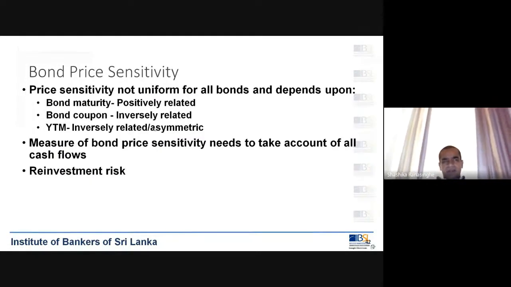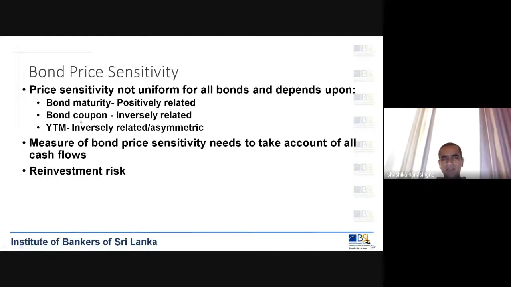Bond price sensitivity. Price sensitivity is not uniform for all bonds and depends on the bond maturity, bond coupon, and yield to maturity. Right. So the easiest way to remember is if it's anything to do with an interest rate, like a coupon or a yield, then the relationship is inverse. But if it's the maturity, you have a positive relationship.